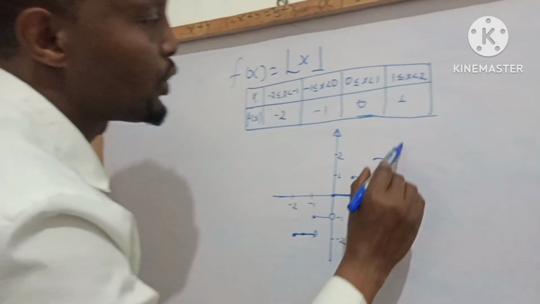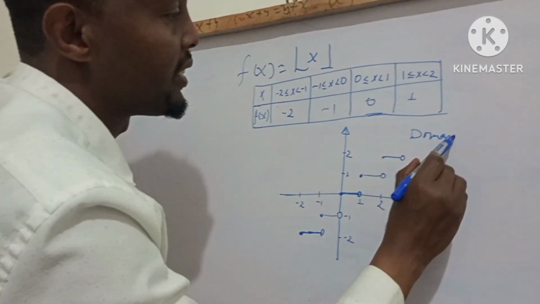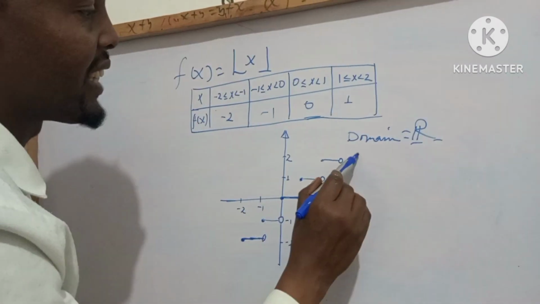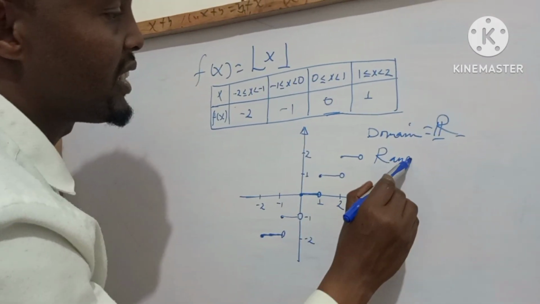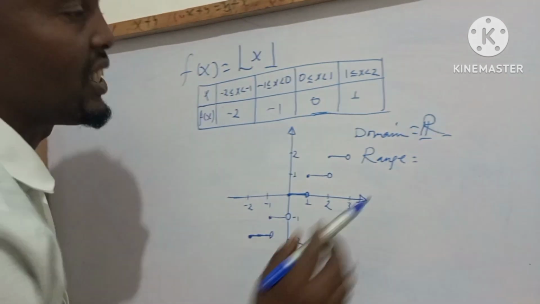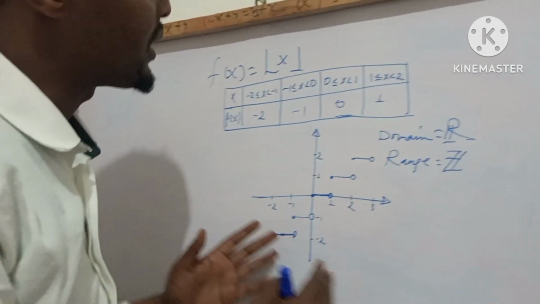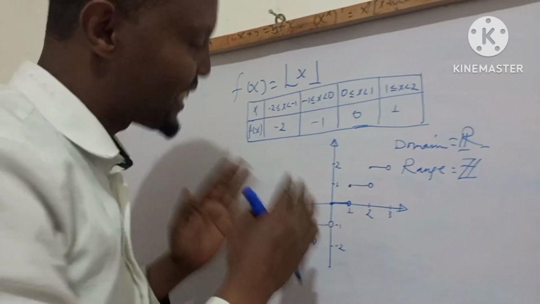The step function. So the domain of this function is the set of real numbers, and the range of this function is only integer values. So the graph of step functions or the greatest integer functions looks like this one.